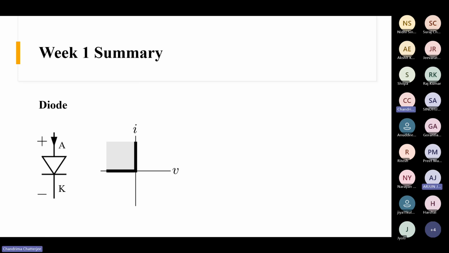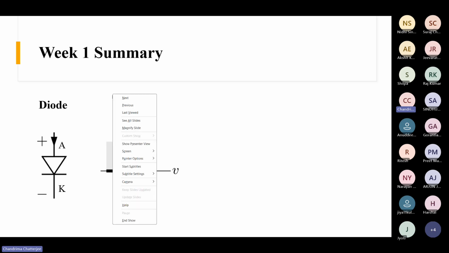So after that we will go to the diode, right? Basically, the diode is, you can say, the simplest form of a semiconductor switch. We also call this a PN junction, the PN junction diode.